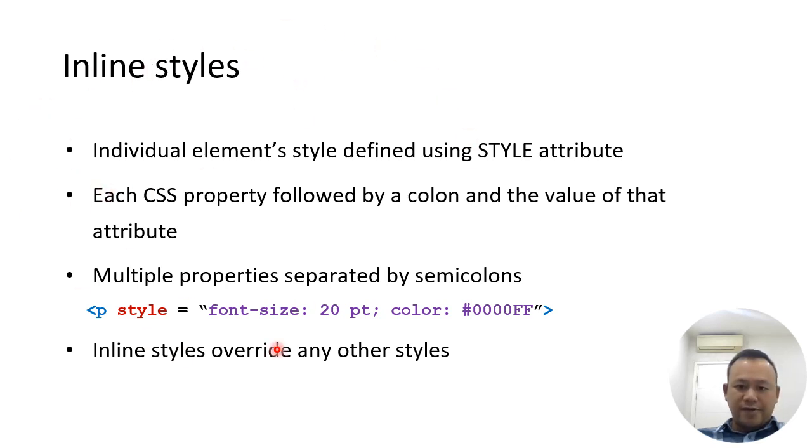Now for inline style, the style of an individual element is defined by the style attribute in HTML. Each CSS attribute is presented by a colon and the value of the attribute. For example, multiple properties are separated by semicolons here, semicolon here. And inline style overrides any other style.